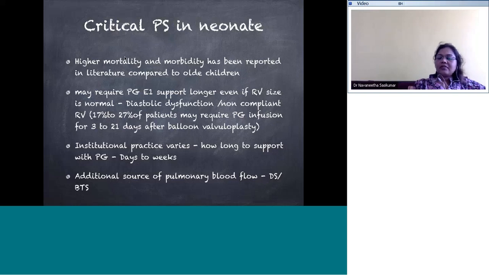So it is essentially a team decision as to how long you would like to support the baby with prostaglandin. As PA pressures come down and RV pressures come down, the right ventricle remodels, the compliance increases, the diastolic dysfunction gets better, and the right to left shunt across the PFO decreases, and the baby requires less prostaglandin. So the duration essentially is a matter of institutional choice.